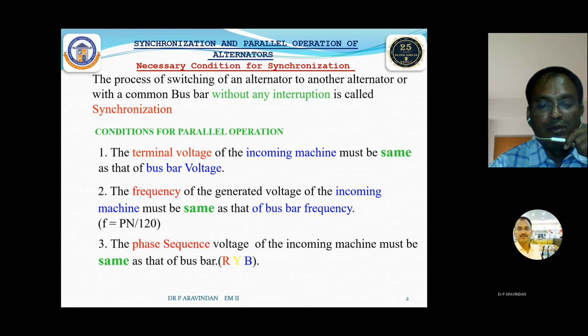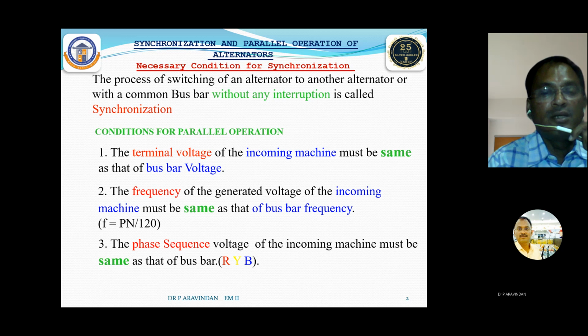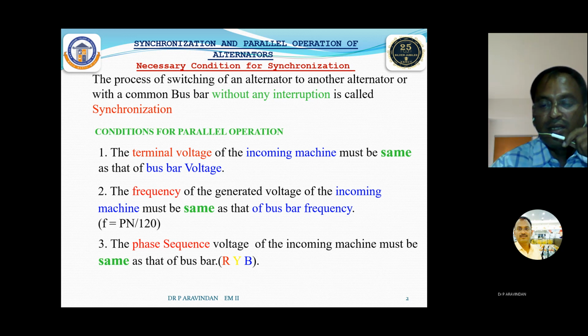Before that, we should know what parallel operation is and what the necessity of parallel operation is. We have to see that a single synchronous generator supplies power to a load by acting as a voltage source whose frequency is decided by its prime mover speed. The current and the power factor are determined by the excitation provided to its field and the impedances of the alternator on load.